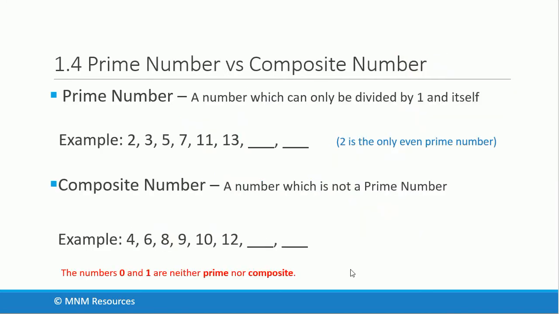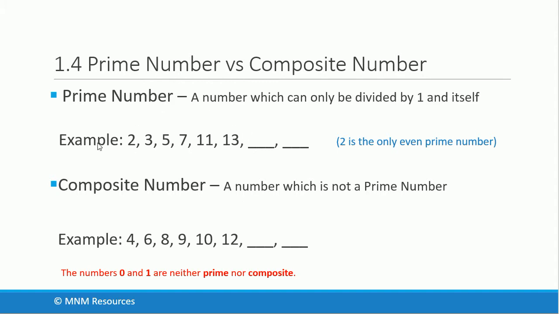Now let's look at prime numbers and composite numbers. What is a prime number and what is a composite number? A prime number is a number which can only be divided by 1 and itself. So you won't be able to divide a prime number by any other number other than 1 and itself. A composite number, on the other hand, is any number that isn't a prime number. That's a composite number. So let's start from the beginning and look at a few examples.